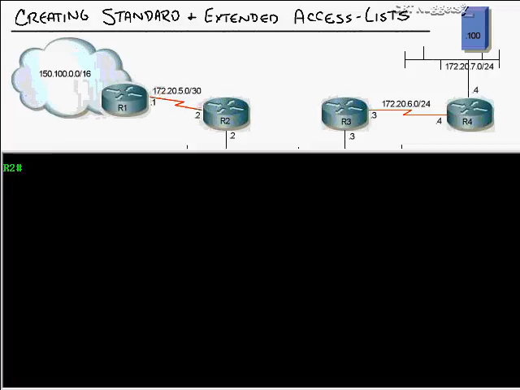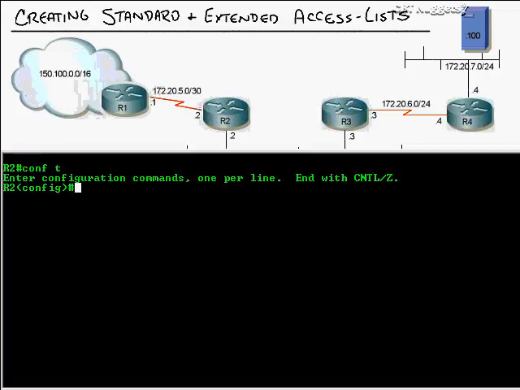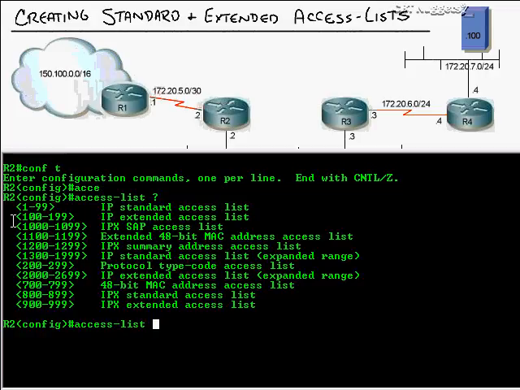So I'll pop up my Tera Term, get into global config mode, and type in access-list, followed by now the extended access list range, 150 through 199. Any number in that range will be considered valid to block those. I'll go ahead and use the one right in the middle, 150, just like we did with the standard.